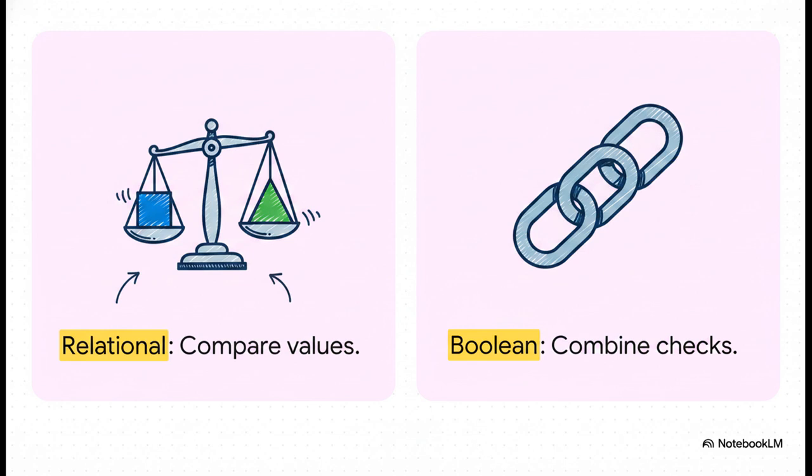Relational operators compare values. They let us check if something is less than, greater than, equal to, or not equal to something else. Boolean operators, on the other hand, let us combine or alter those checks. And means both conditions have to be true to proceed. Or means at least one condition must be true. And not simply flips a Boolean value around. Put them together and they give us total, precise control over our loop's logic.